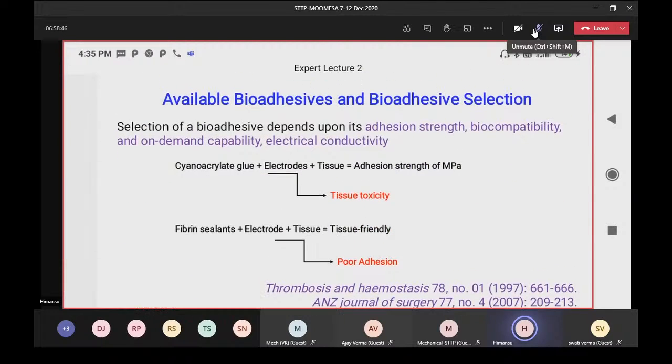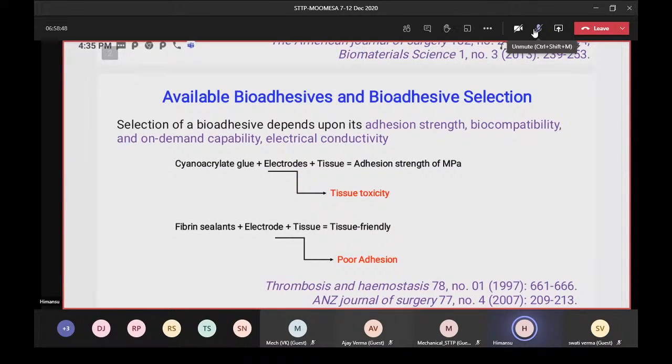If you analyze the market, there are only two types of tissue adhesives available by now. One is the cyanoacrylate glue, which is a synthetic adhesive, but it has its own limitations and its own advantages too. For example, cyanoacrylate glue is very, very strong, and it can fix electrode-based implants and also fix to tissues. Its adhesion strength is in the range of megapascals, which is really needed, a high adhesion strength. The other thing is that tissue toxicity is a big issue.